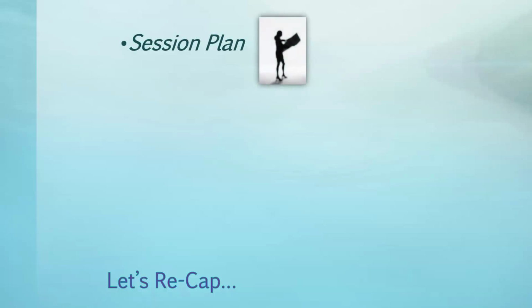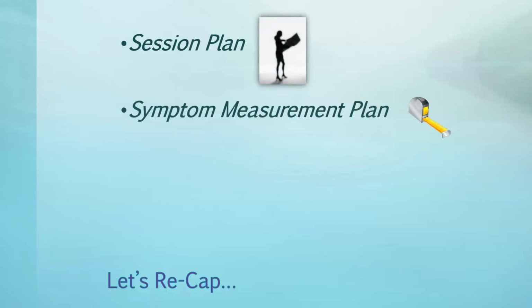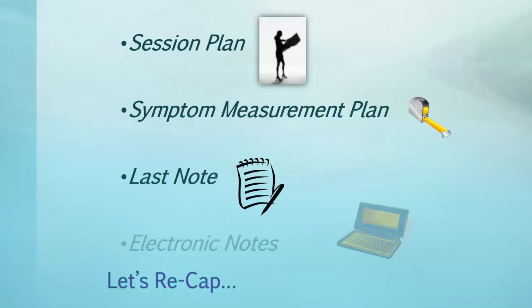Let's recap. To be quick, thorough, outcomes-driven, and responsive, you need a session plan to cover all 8 ingredients, a symptom measurement plan to measure the current symptom levels and to get agreement on progress, the last note to remind you what was going on last time, saved electronic notes to borrow from when you're writing progress notes. As I said at the beginning, progress notes are your best friend and your best tool for helping your patients track success. Nothing fancy, nothing complicated, just simple ingredients to help your patients recover.